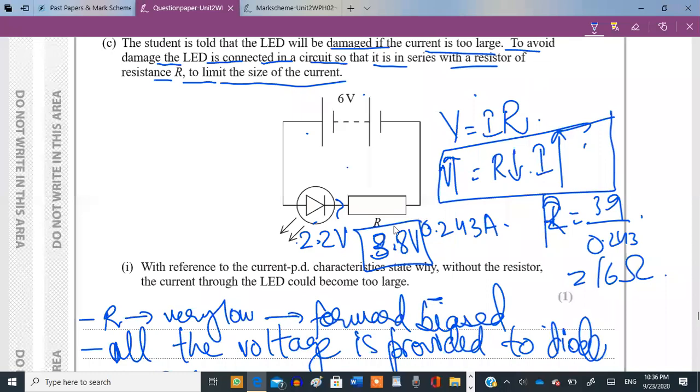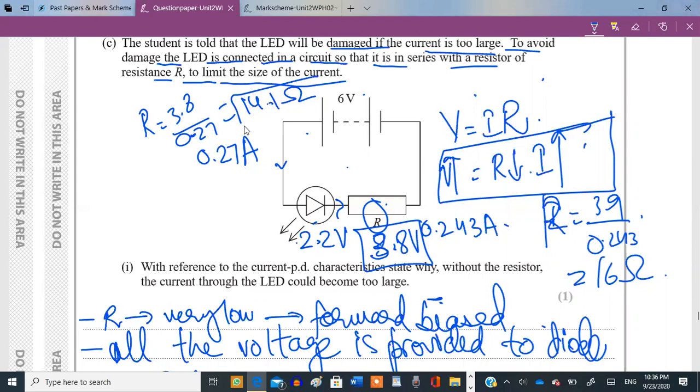Now, once you have the voltage across the resistor and you know that the current flowing through the circuit is 0.27 amperes, then you can use them to get the value for R. R is V upon I, which is 3.8 divided by 0.27, and this turns out to be how much? 14 ohms, 14.1 ohms. Finally, we got our value for resistor R. Is this clear?